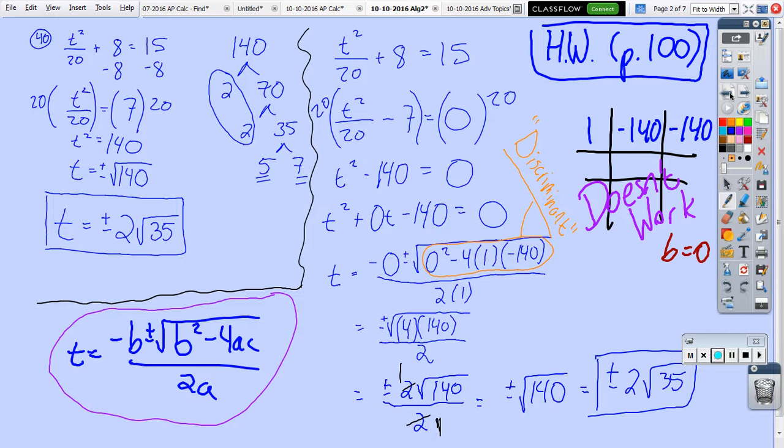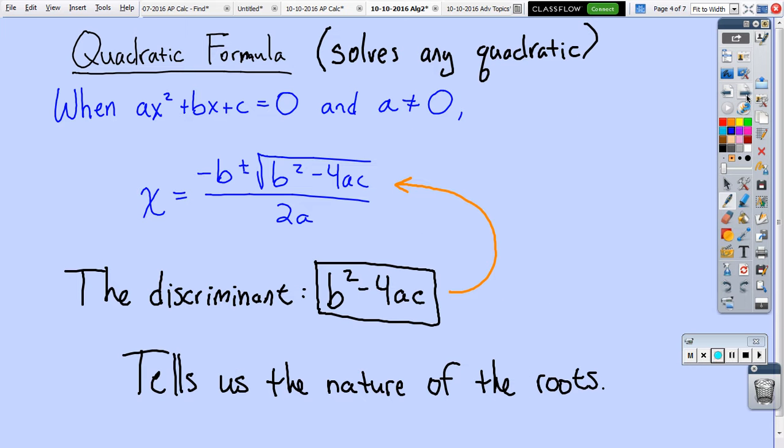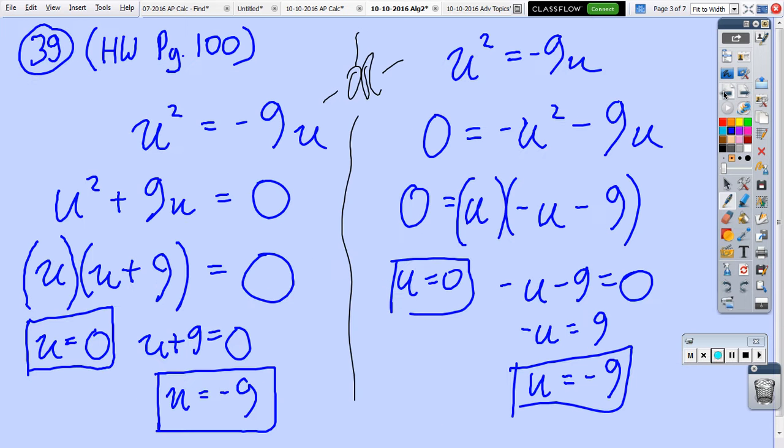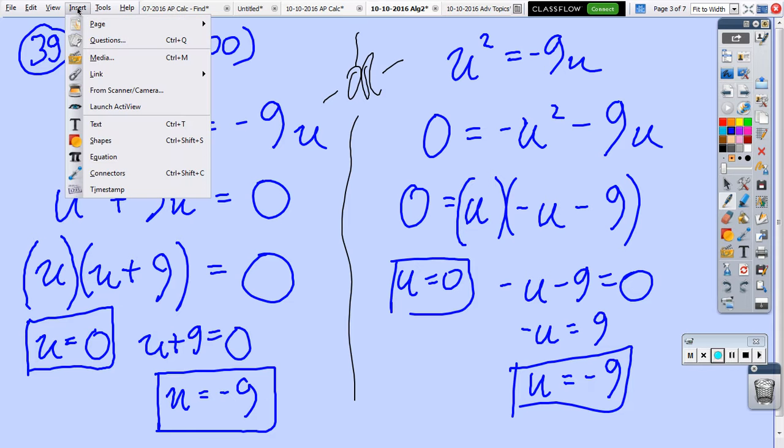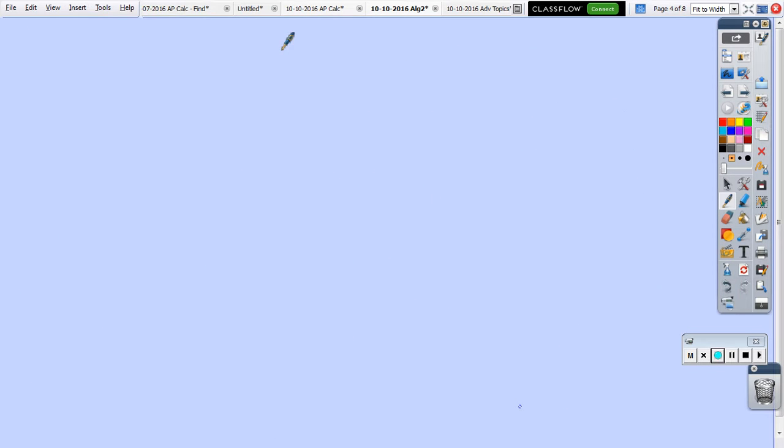Yes? And you're done thinking number 43. Number 43? Sure. So let's look at 43. So for 43 from the homework, page 100, you had 7 times (x minus 4) squared minus 18 equals 10.